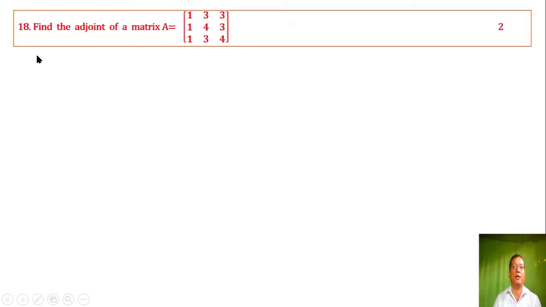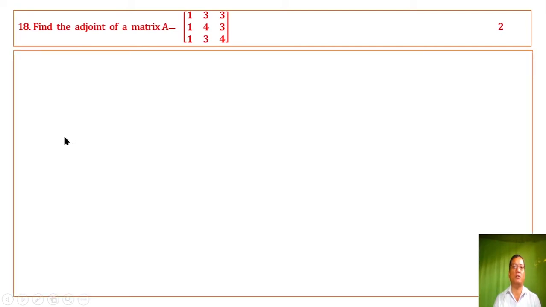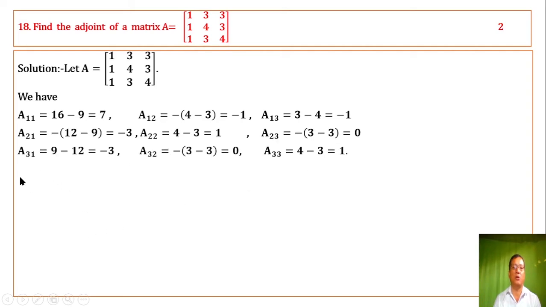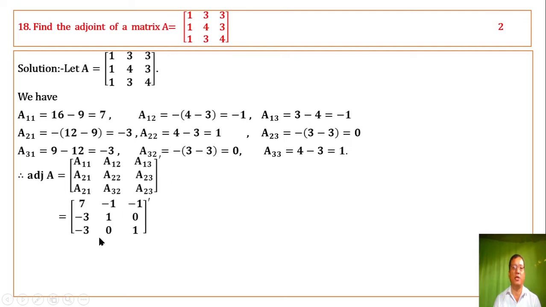Number 18. Find the adjoint of the matrix A, 2 marks. Let A equal to this. We have A of 1, 1, A of 1, 2, A of 1, 3, for the first row. For the second row we have cofactors. For the third row we have cofactors. Therefore adjoint A is, the formula is this. Put their respective values and transpose. That is first column first row, first column second row, second column third row, third column, which is the required adjoint.